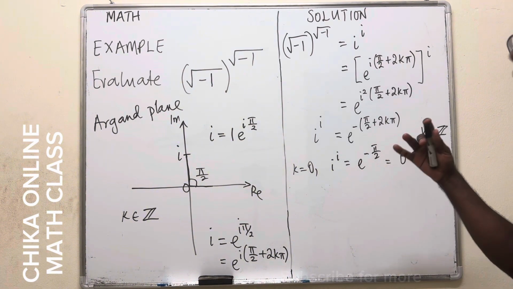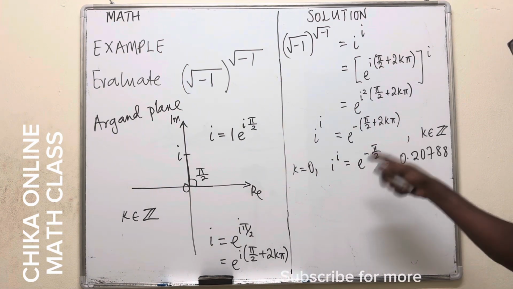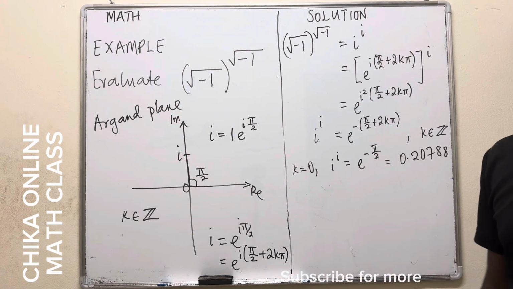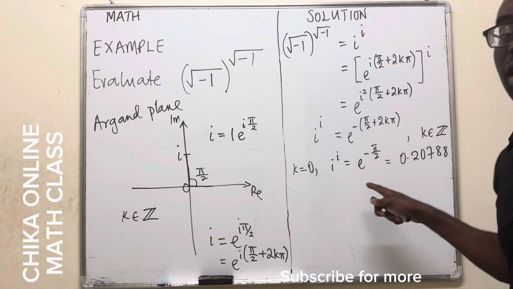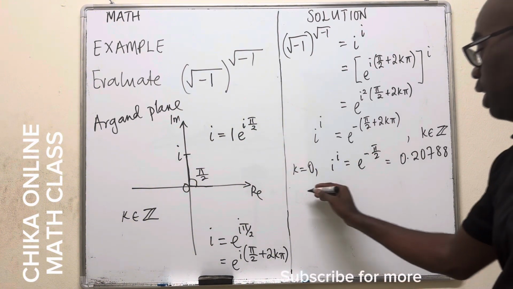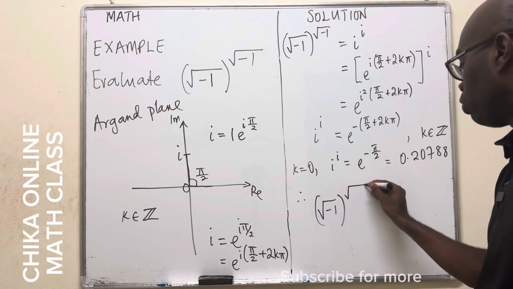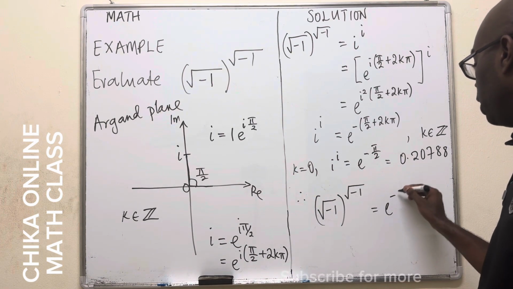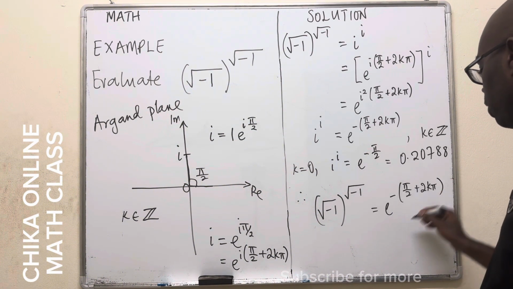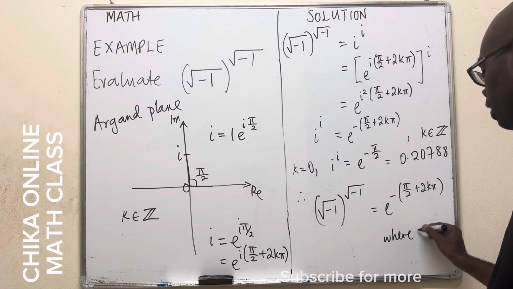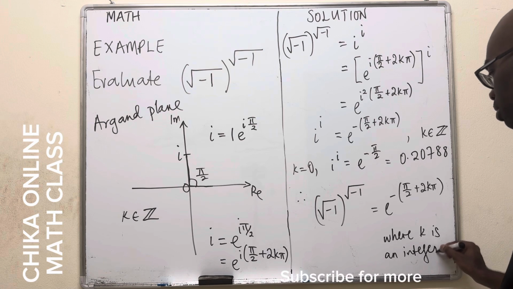For k equal to 1, you get another value of i raised to power i. For k equal to 2, you get another value. For k equal to minus 1, minus 2, you get infinite values for i raised to power i. So in conclusion, i raised to power i will give you a real number. Therefore square root of minus 1 raised to power square root of minus 1 will give us exponential minus pi over 2 plus 2k pi, where k is an integer.